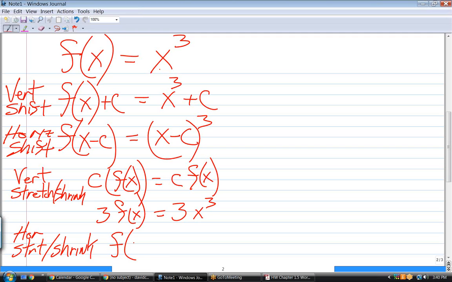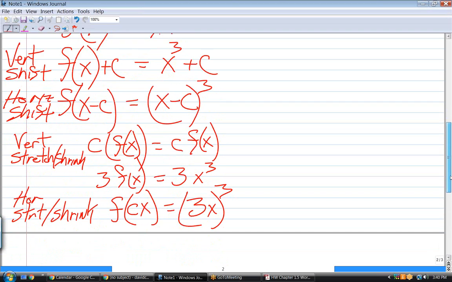You get a horizontal stretch by putting the number inside the parentheses. And then when it's outside, it's vertical. Correct. When it's inside, it's horizontal. These are the four primary. In other words, this would result in, if c was 3, putting everything in the parentheses. If I said f of x is x cubed, and then I said, well, what is f of 3x? It would be the quantity 3x cubed. With me? Yes.